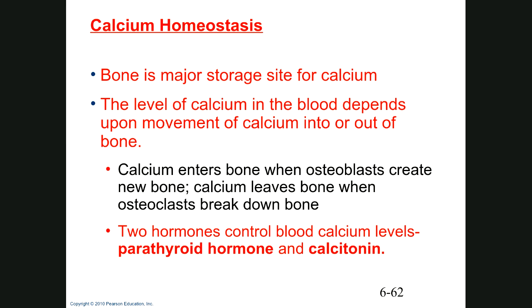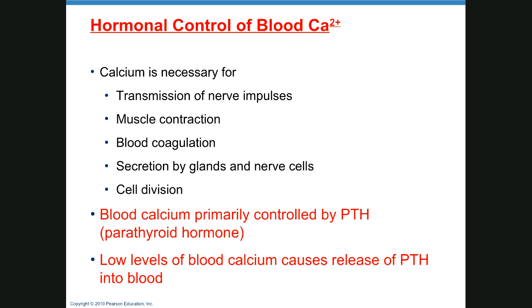By the same token, if blood calcium is too high, calcium is taken from the blood and deposited into the bone. So this calcium homeostasis is due to the action of hormones, specifically parathyroid hormone and calcitonin. You should definitely know what these hormones do. PTH, or parathyroid hormone, is secreted by the parathyroid gland, and what it does is it's going to increase blood calcium levels.